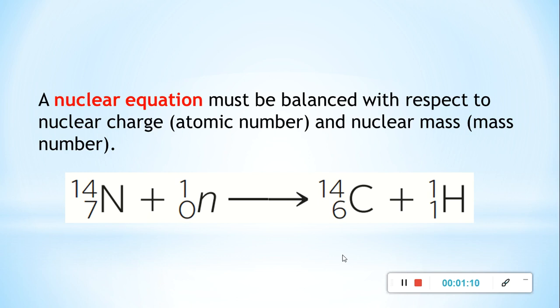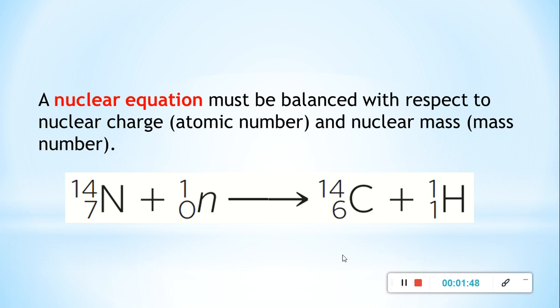The reactions that we will discuss in this chapter will be represented by nuclear equations. In a nuclear equation, we must take note that it must be balanced with respect to the nuclear charge or atomic number and the nuclear mass or the mass number. As an example, the reactants are a nitrogen-14 nucleus and a neutron, while on the product side we have a carbon-14 nucleus and a hydrogen nucleus.